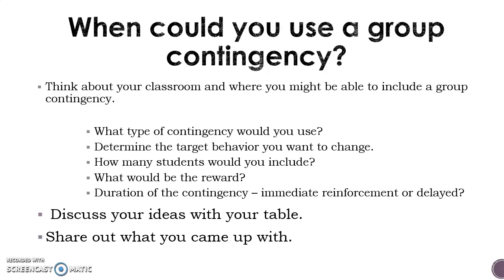You need to determine the target behavior you want to change. How many students would you include? Would it be dependent where it's just one student, or would it be independent where it might be more than one student? What would the reward be? And how long do you think you would want to make the contingency?